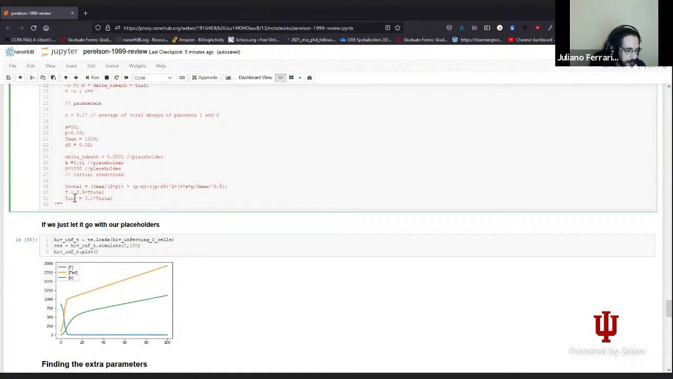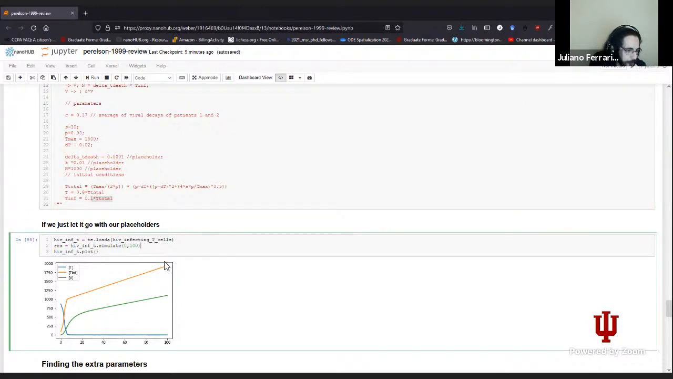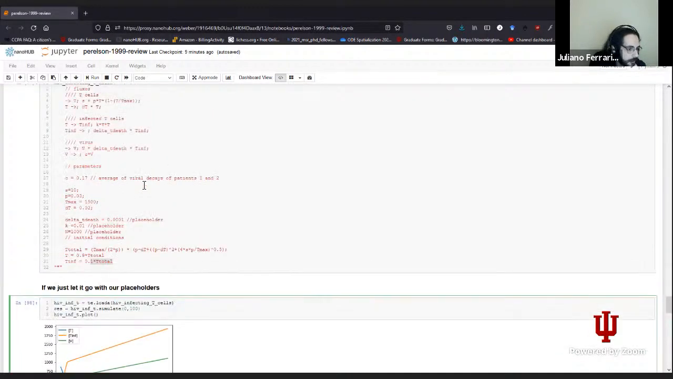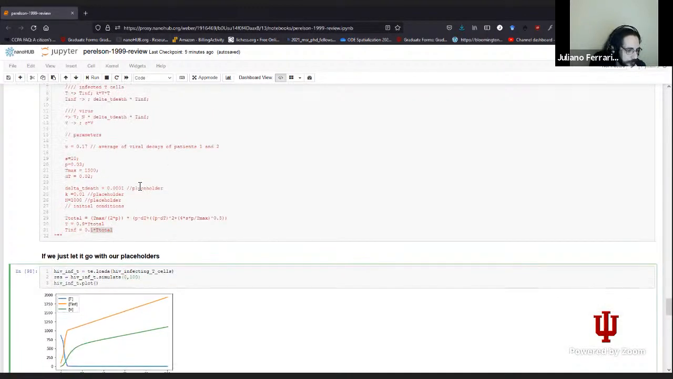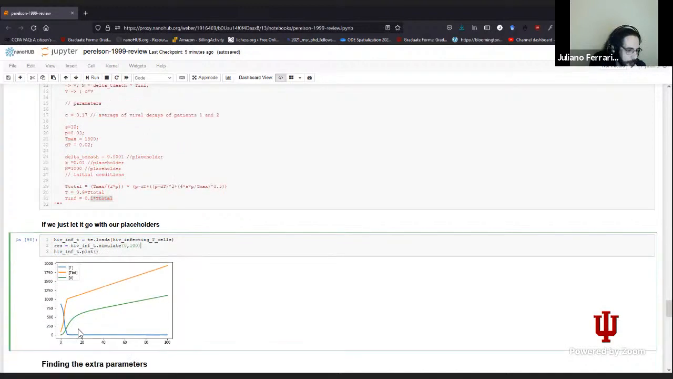And I set 10% of the T cell population to be infected at the start. And there is no virus, I think, here. Yeah, no virus. But we see that everything gets infected with at least these placeholders.